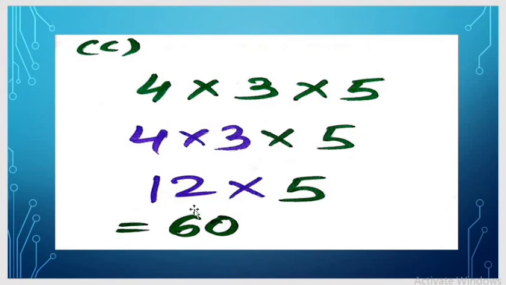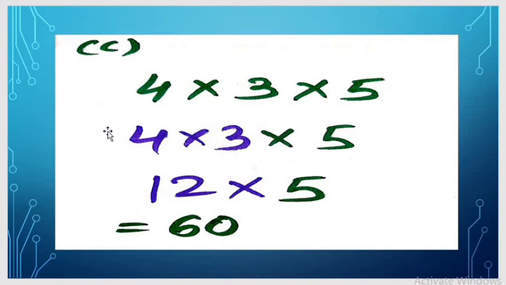Okay, we know table number 12, so we can do it directly, but we do it as a pattern, as a format of pattern. 4 multiplied by 3, and then multiply by 5. So 4 multiplied by 3 is equal to 12. 4 3s are 12, and then multiply by 5. So 12 multiply by 5.